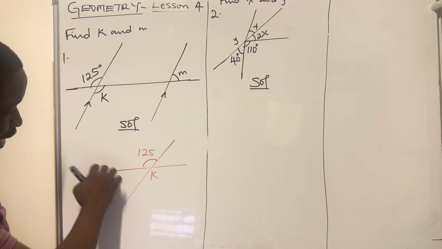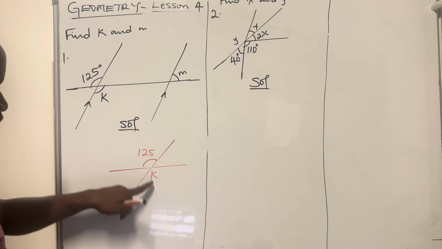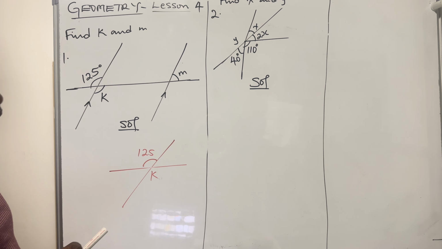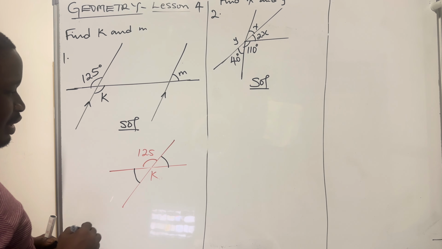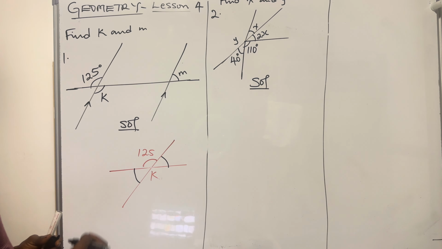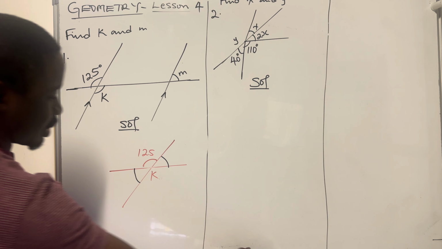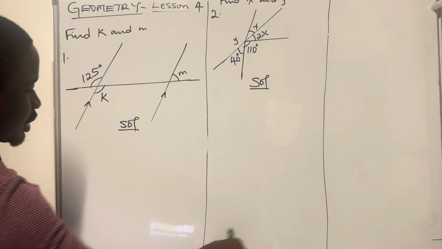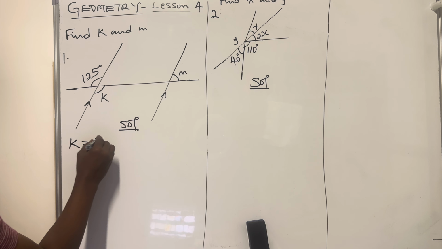Whenever two straight lines cross each other, the angles opposite to each other are called vertical angles or vertically opposite angles. Even this one, this is also vertically opposite to this. So the theorem says vertically opposite angles are equal. So whatsoever that is here is equal to this. This is equal to this. So now what do we say? We can simply say K is equal to 125.